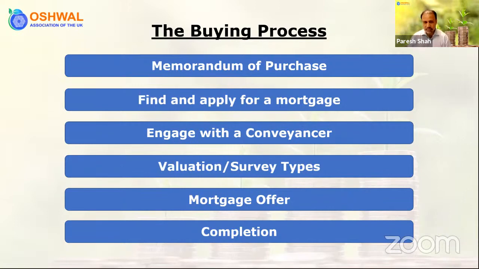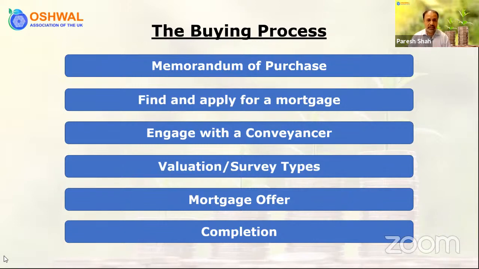Valuation and survey types. What would you do? Usually there are three types of surveys. If you're getting a mortgage, a lender will do their survey, which is effectively a one-page survey. Is the property in good condition? Is it livable, habitable? And they will say, okay, fine. It's literally a 10-minute, 15-minute survey, walk in and out.